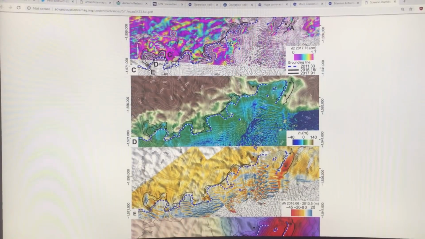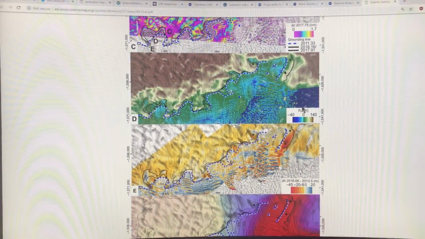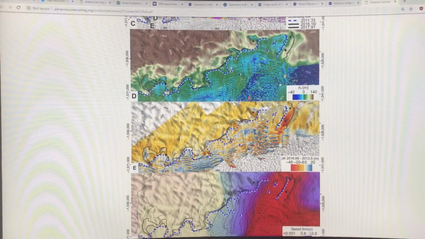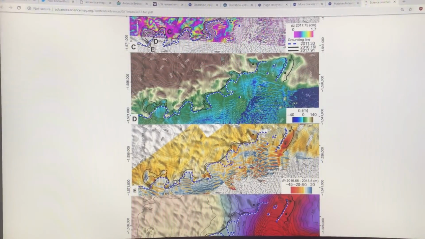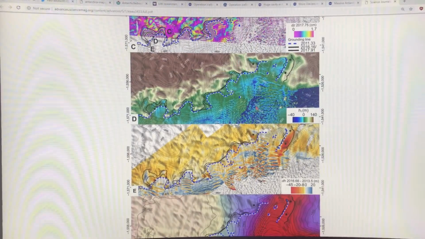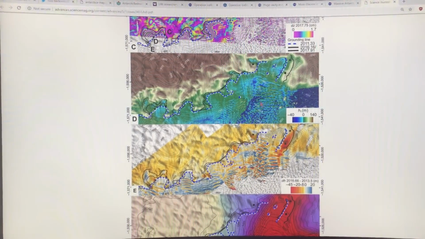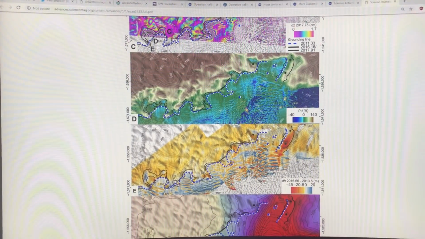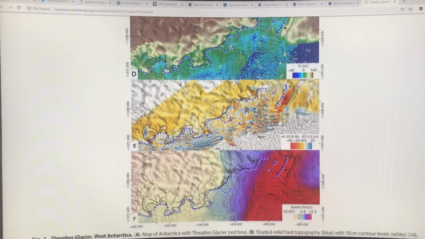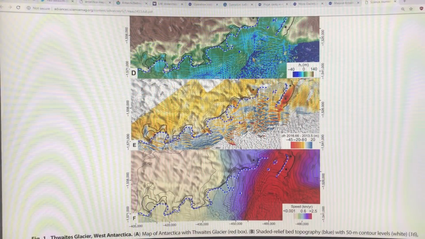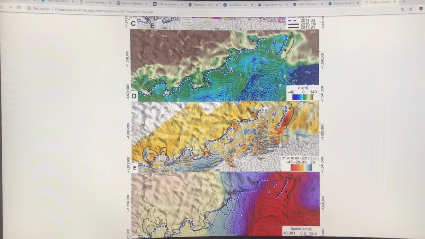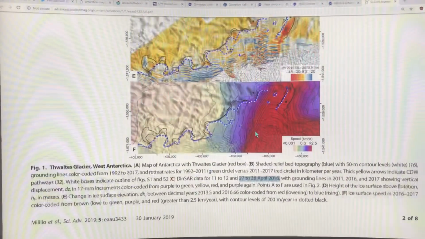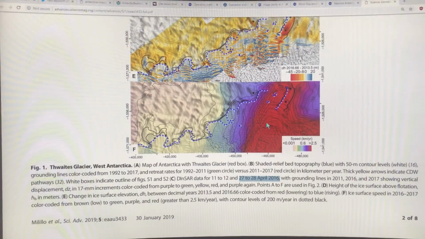This is the height. Okay, the height above freeboard. So this is the land surfaces here. This is the ocean over here. This is the ice shelf here, and you can see how the height is changing. This is the actual measurement of the height, and this is the change in the height, dH, the differential, and this is how quickly the particular ice is moving.